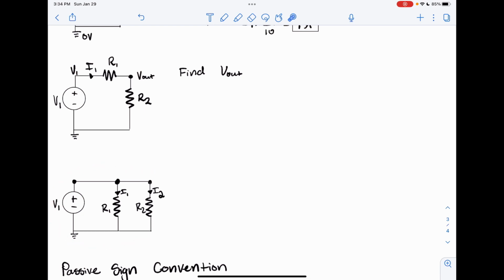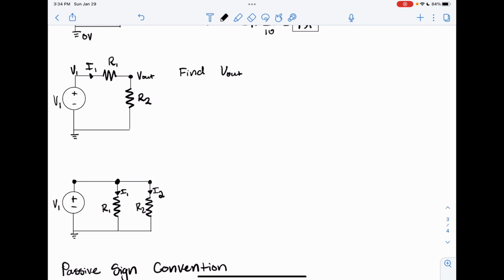Being able to identify that is going to be very useful in your circuit analysis endeavors, as it will help you simplify circuits. We will talk about resistor simplification in the next video. For now, let's use what we know to find V out. First, we're going to do it symbolically.